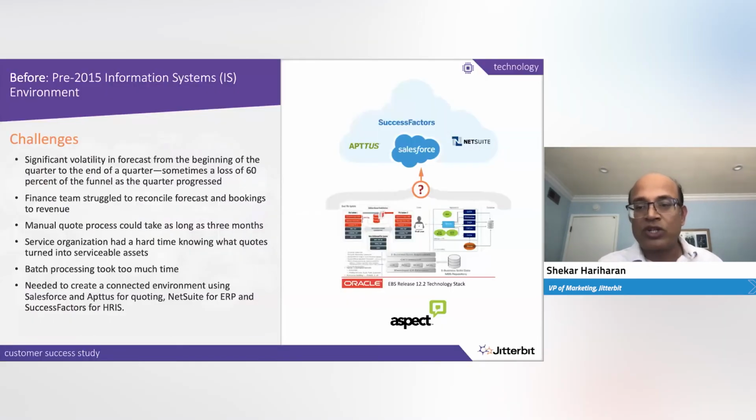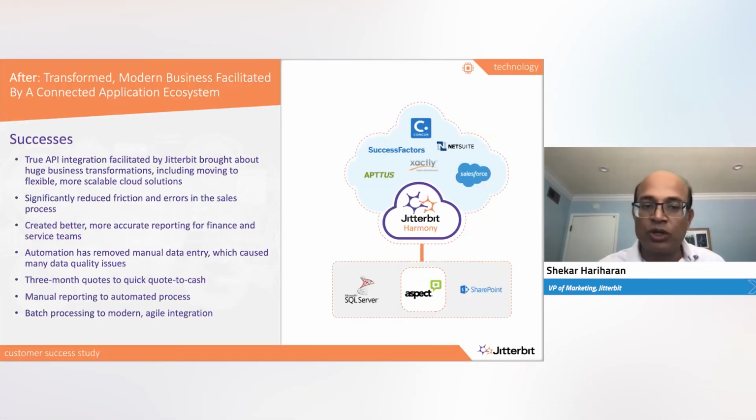The challenges they had were volatility in forecast, because they're not able to get access to data, reconcile the bookings, manual quote processes, again because you don't have this automation, and a hard time knowing what quotes turn into assets. A lot of this data was done by batch processing, and they did not have a central environment that connected all these pieces together.